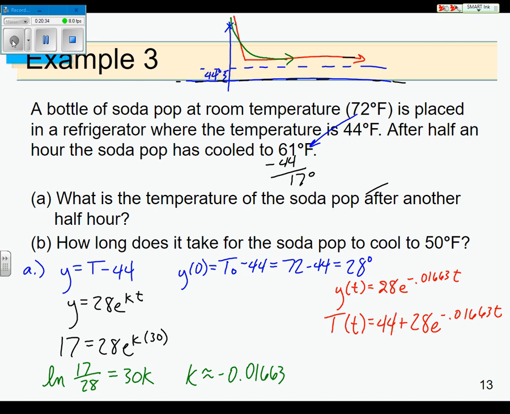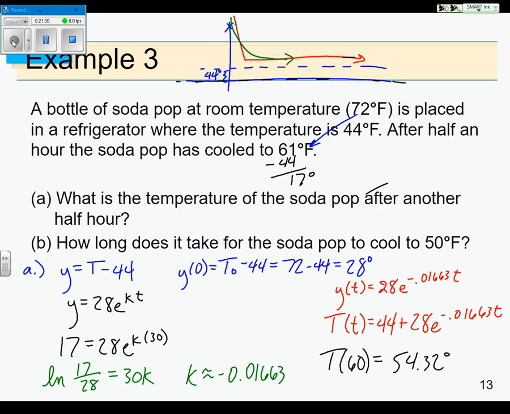Haven't even answered part A yet. What is the temperature of the soda after another half hour? Another half hour would be the 30 minutes that it was in there plus another 30 minutes. It'd be the temperature of the soda after 60 minutes. So if I plug in a 60 for that t, I got it to be 54.32 degrees, which makes sense.